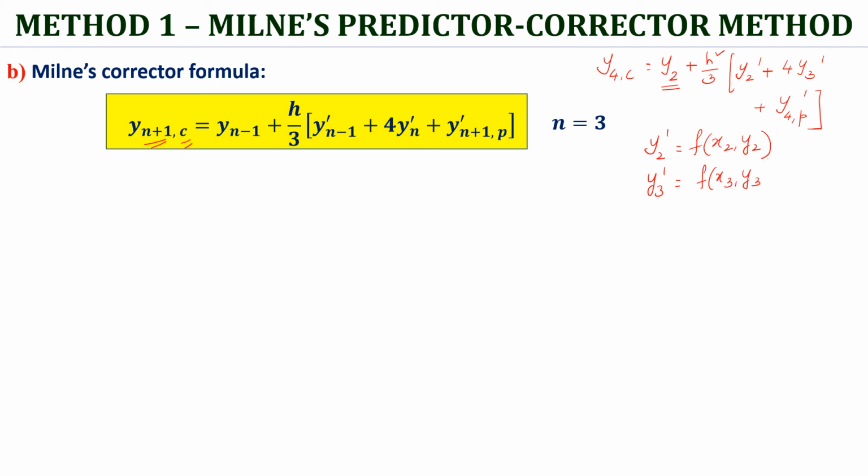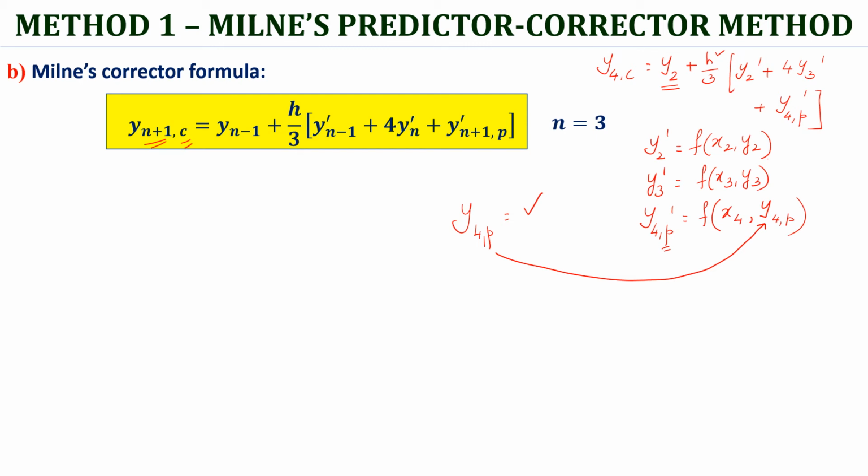Now look at the last one. What is that y4p dash? That means it is a value. I have found one value for y4. What is the value of y4? I know the predicted value of y4. I already know the y4p value. It's already known to me using the predictor formula. So it is f of x4, which we know, comma, do we know y4? We don't know the exact value. We know the predicted value. So that predicted value has to be substituted here. So it is y4 comma p.